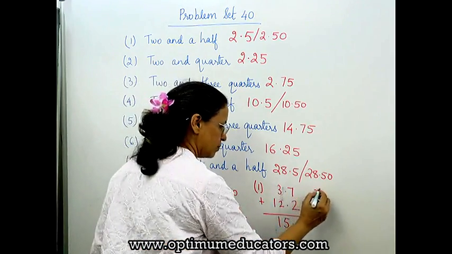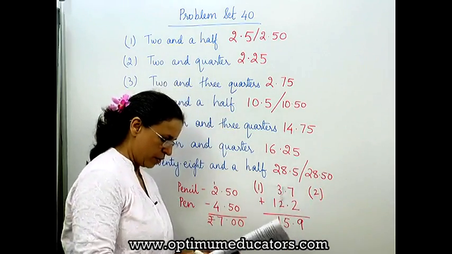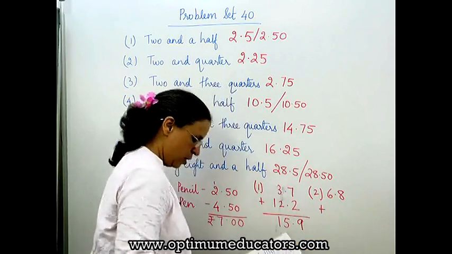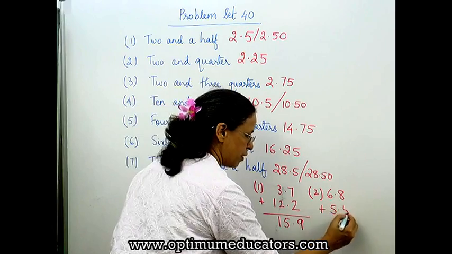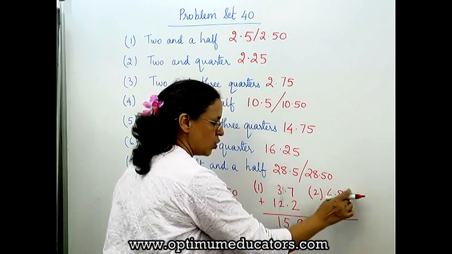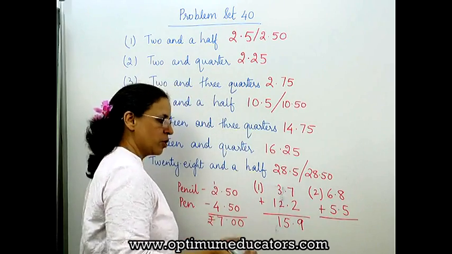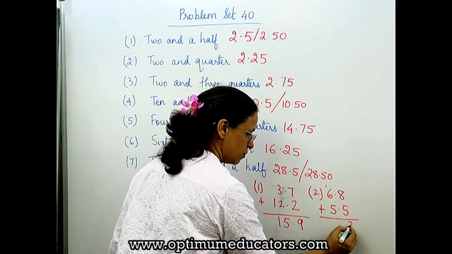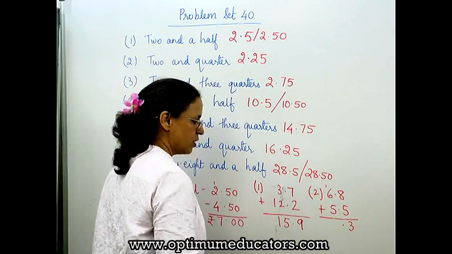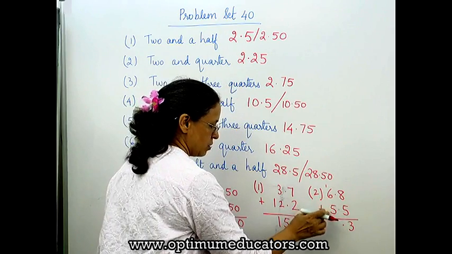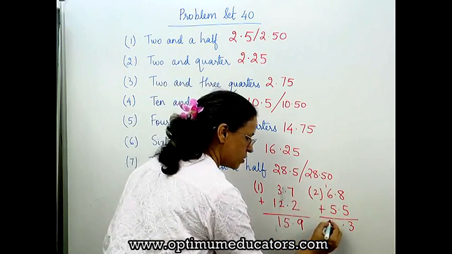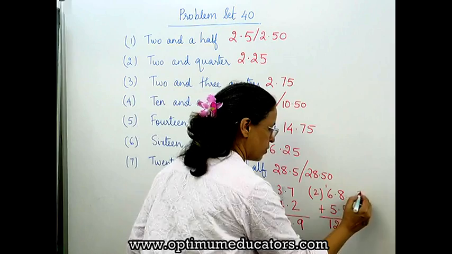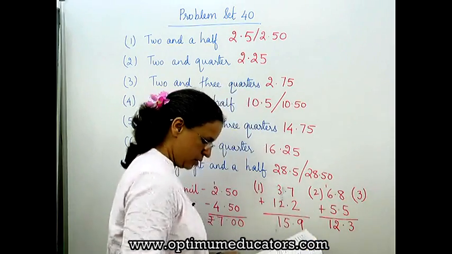In the second one, they have given you 6.8 and you have to add it to 5.5. Now here 0 and 0, no need to write, okay, because it is understood. 8 plus 5 will give you 13, the decimal, don't forget. 6 plus 5 and 1, 6, so 6 plus 6 will give us 12. So you get 12.3.